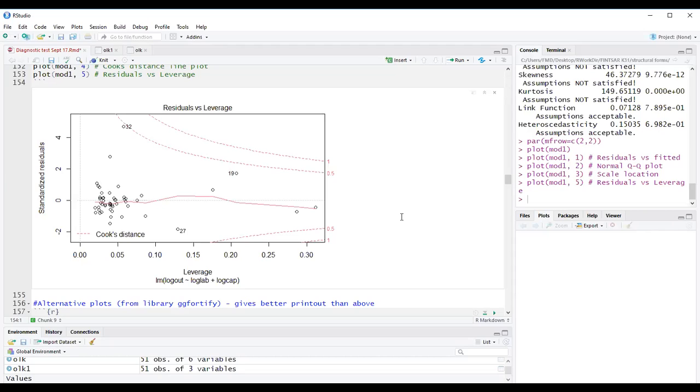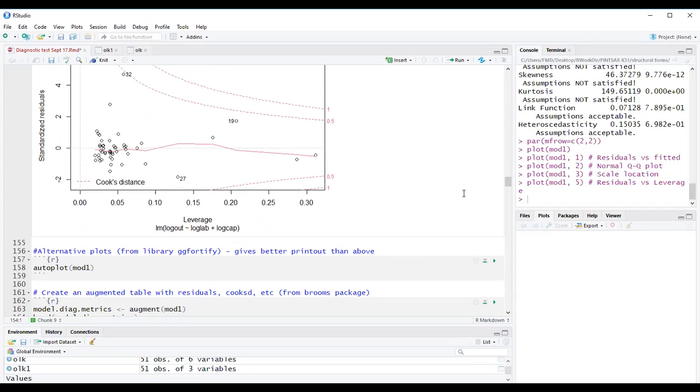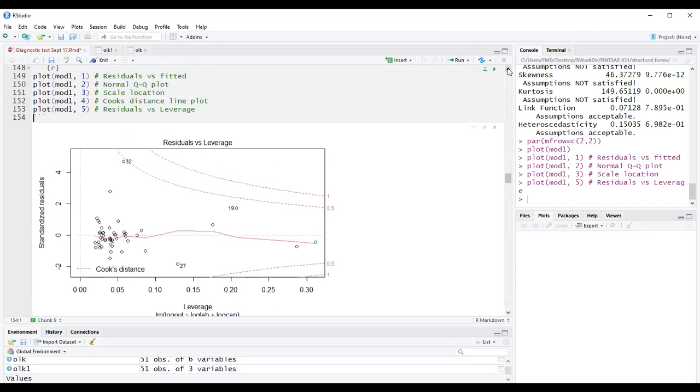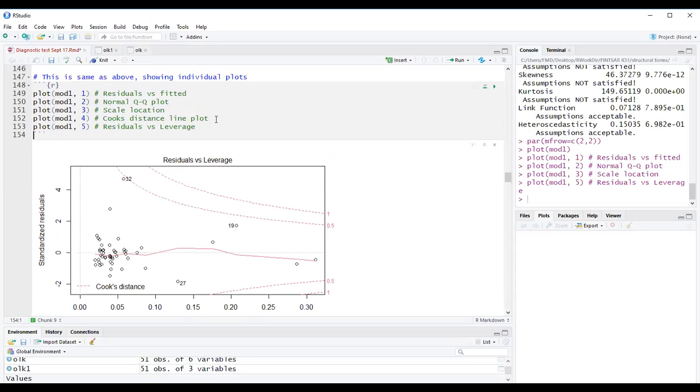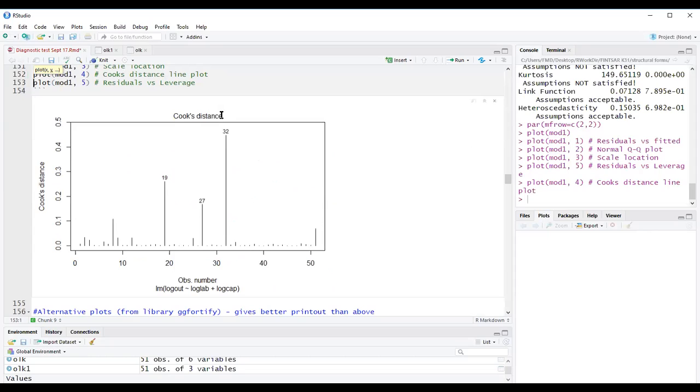Okay? And again, guys, ang concern natin, not the leverage, not the outlier, but the influential data points. Ito yung 4. Ito yung wala dun sa taas. Yan, Cook's distance, no? Kita natin si 32, 19, and 27. Sila yung nangunguna in terms of Cook's distance.